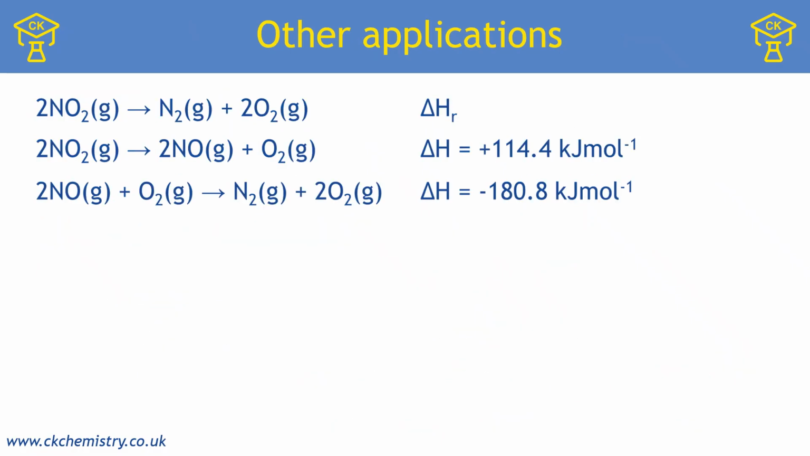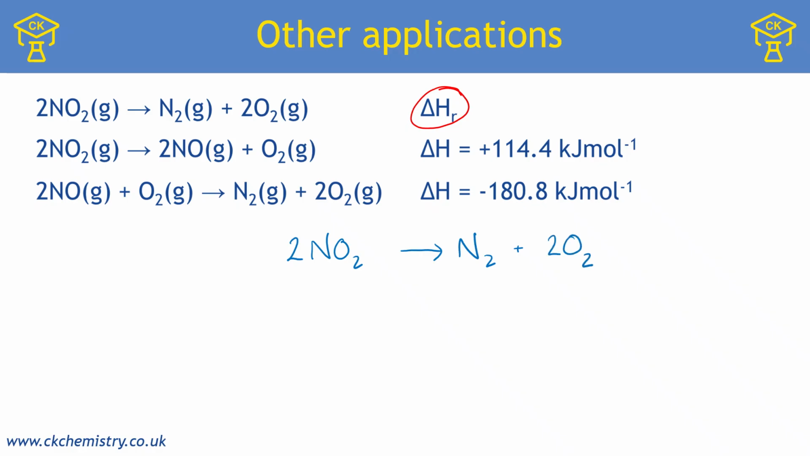Okay, let's have a look at some less predictable things. So we've done combustion, we've done formation. Now we're going to look at some other applications. So here is one where I'm trying to find this value up the top here. So delta H R, delta H reaction. Okay, it's not formation or combustion. It's the reaction of NO2 to produce nitrogen and oxygen. It's almost like the reverse of enthalpy of formation, actually. Okay, so let's write that across the top because I know that's something I'm trying to find.